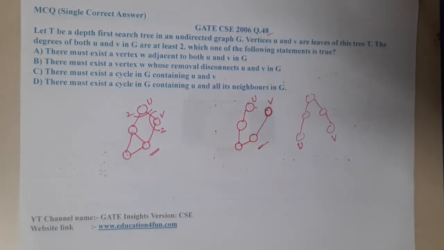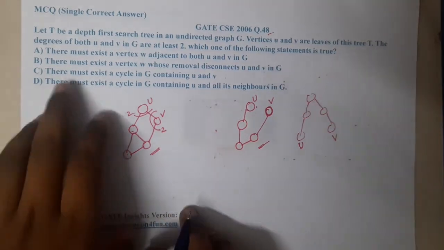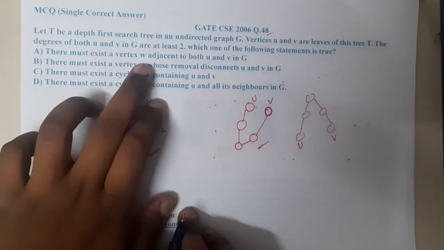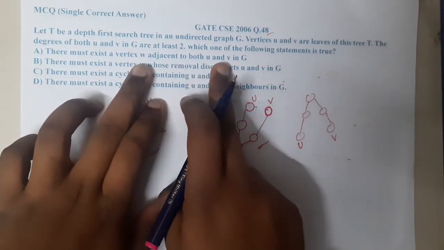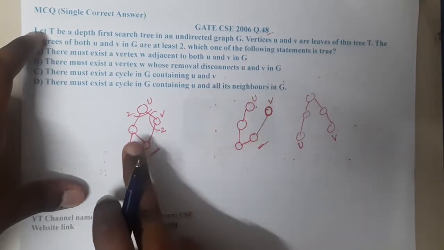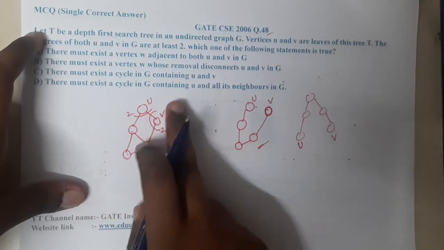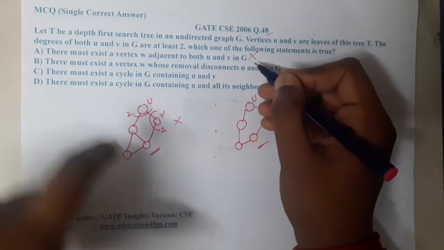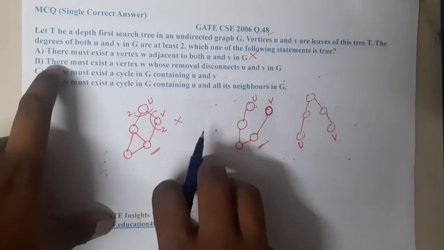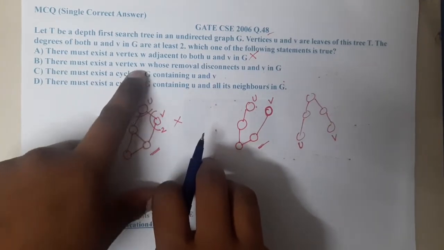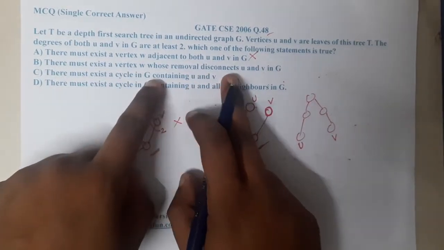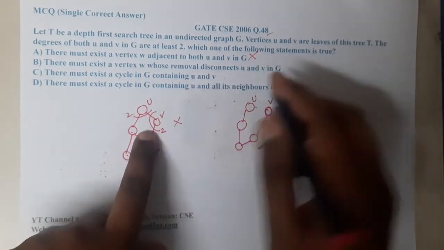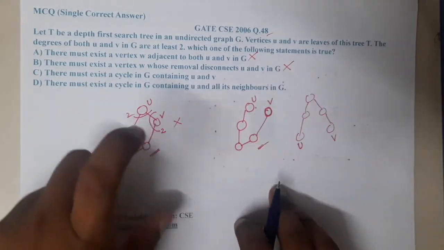Now they are asking the relationship between u and v. Option A: there must exist a vertex w adjacent to both u and v in the graph G. In our graph, is there any vertex which is adjacent to u and v? There is no edge like that, so this option is wrong according to our example. Let us continue. Option B: there must exist a vertex w whose removal will disconnect u and v. There is not even a common vertex to both of them, hence this option is also wrong according to our example.